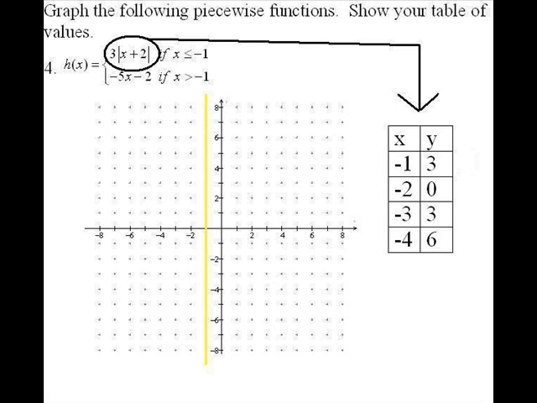if you're not sure that you have the shape correct. The last thing I need to check is at the boundary -1 whether it's going to be an open or a closed circle. And since it's less than or equal to here, we see we're going to have a closed circle at (-1, 3). Now I'll move on to the linear function.